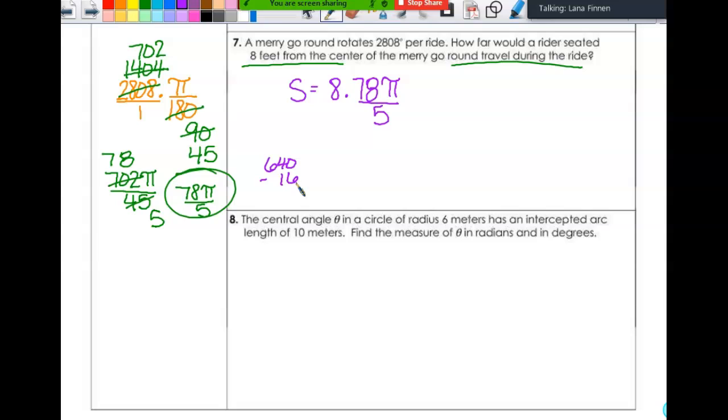Another way you could do it is 8 times 70. So that's going to be 560, and then 8 times 8 is 64, and then you could add them. Either way, you're going to get the same number, or you could multiply old school and carry and whatever. That's fine. But I get 624 pi over 5, and this would be feet.